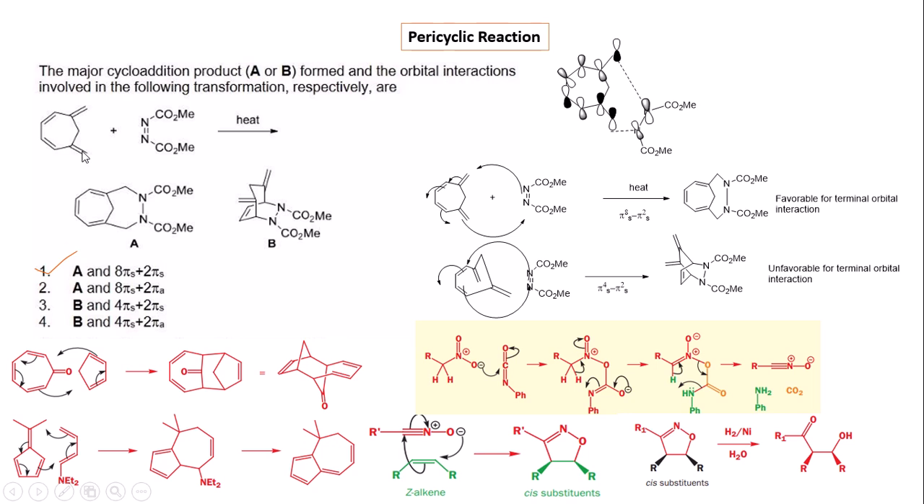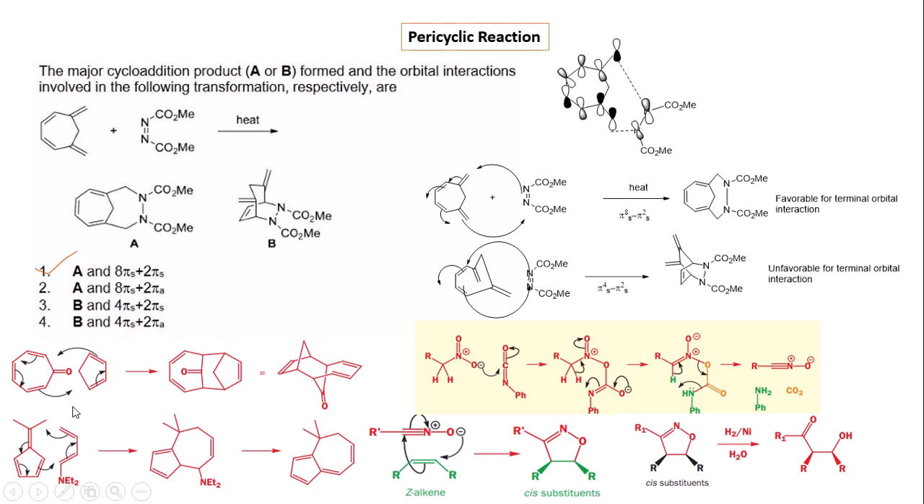And here 8 pi electrons are present, meaning 2, 4, 6, 8, and here is the 2 pi electron, and the supra interaction will take place. So option A is the correct one, where product A is formed with the 8 pi electron suprafacial with the 2 pi electron suprafacial interaction. Here the inner orbital interaction does not take place. In the pericyclic or cycloaddition reaction, the inner orbital does not participate.